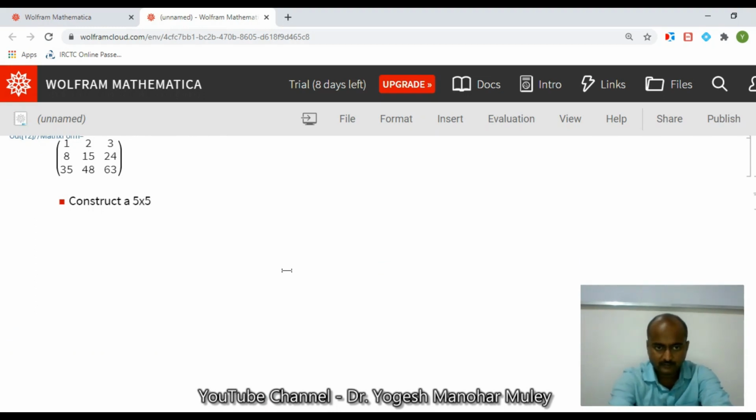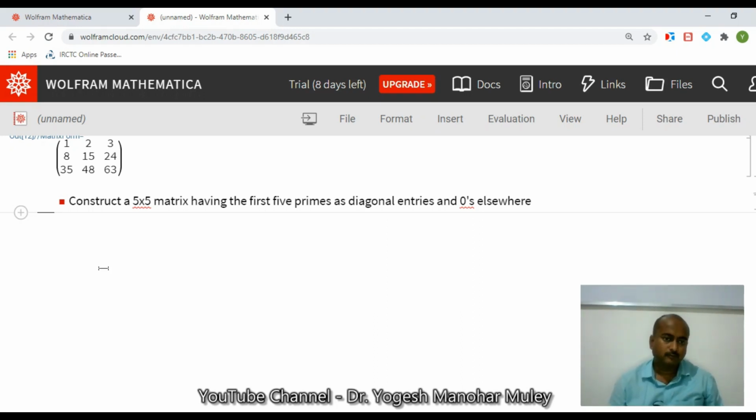5 by 5 matrix having the first 5 primes as diagonal entries and zeros elsewhere. At the diagonal we must have the first 5 prime numbers and elsewhere we need 0. So in a diagonal matrix, by default all other entries are 0.